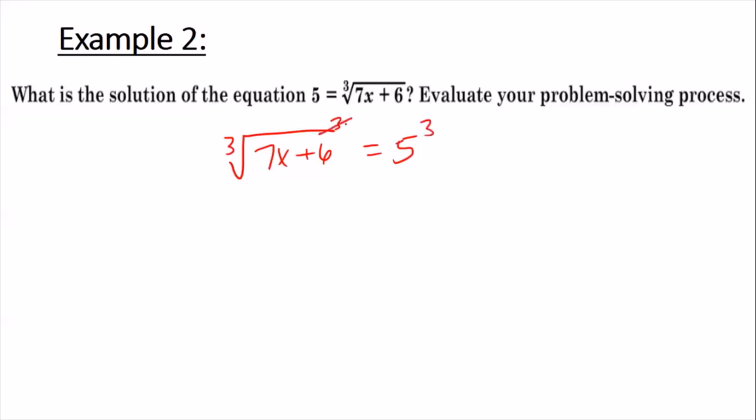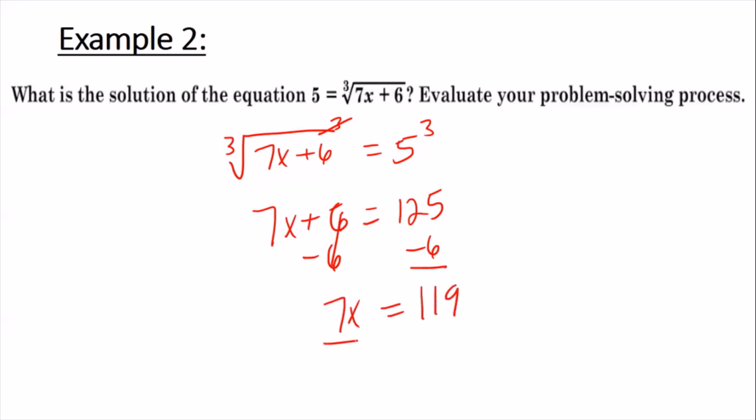Okay. Cube both sides, and we're left with 7x plus 6 equals, what's 5 times 5 times 5? 125. And then you should have subtracted your 6, 119. And you get 7x equals 119. Then you divide it by 7. And it's 17. 7 goes into 11 one time with the remainder of 4. 7 goes into 49 7 times. And your answer is 17. How do we feel?